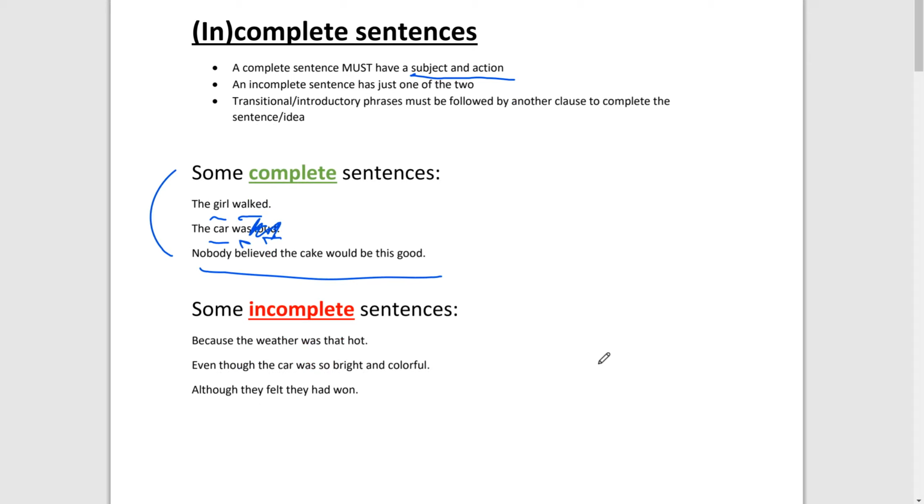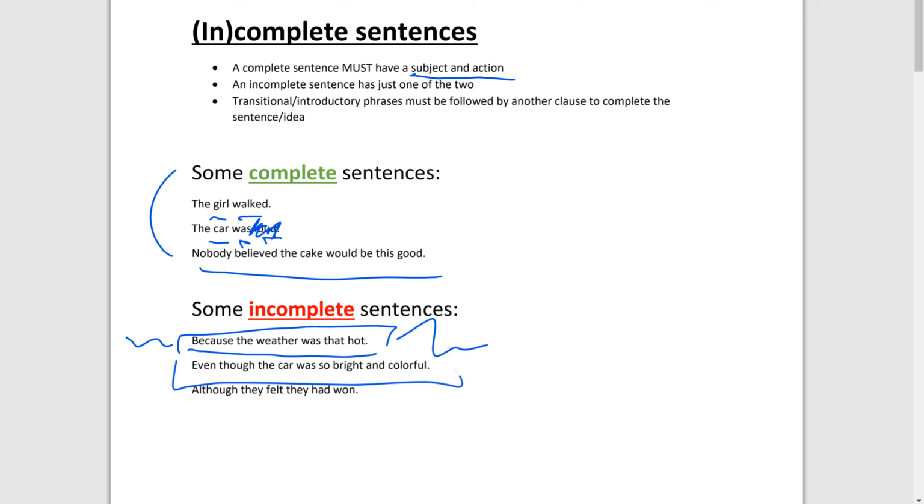So here are some typical examples of incomplete sentence types you'll run into on the ACT English exam. Because the weather was that hot. Okay, what about the weather being that hot? Why was the weather that hot? So this is half of an idea. You need to have something before this or something after it in order for it to be complete.